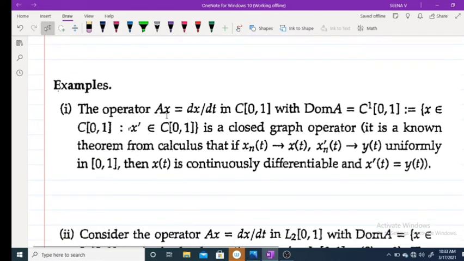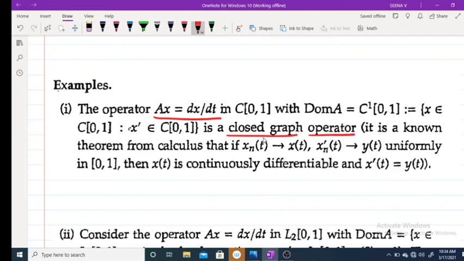The operator Ax equal to dx by dt in C[0,1], with the domain of A equal to C^1[0,1], that is, the set of all first differentiable functions x belonging to C[0,1] such that x dash belongs to C[0,1]. C[0,1] means continuous functions. This operator Ax equal to dx by dt is a closed graph operator.